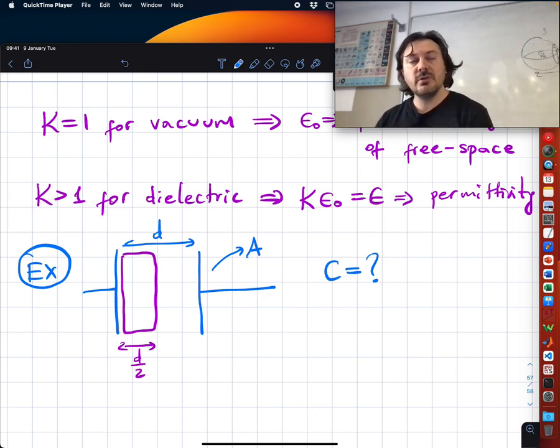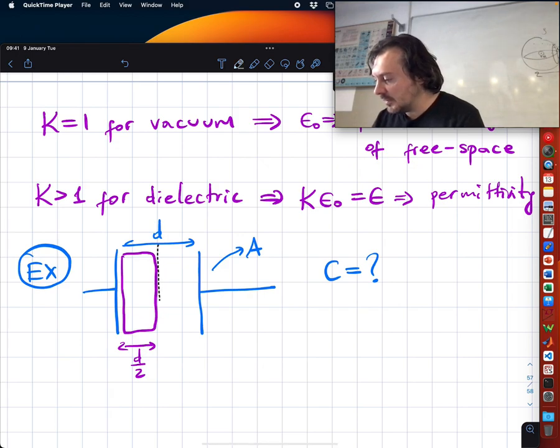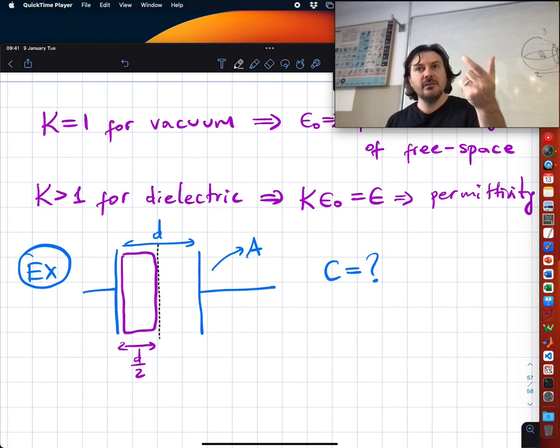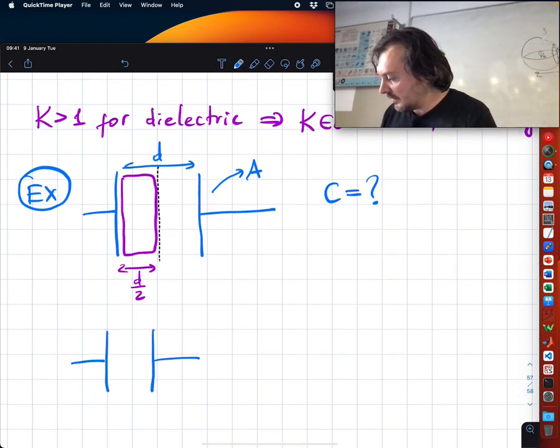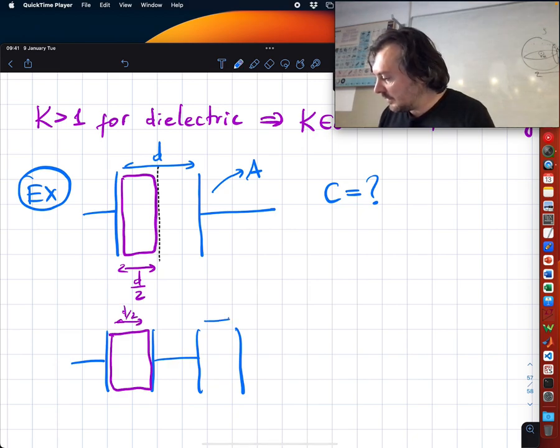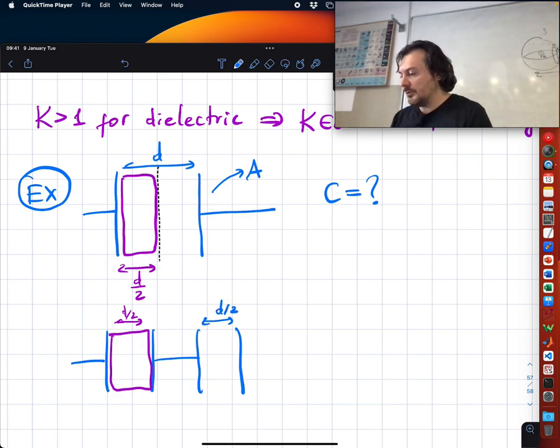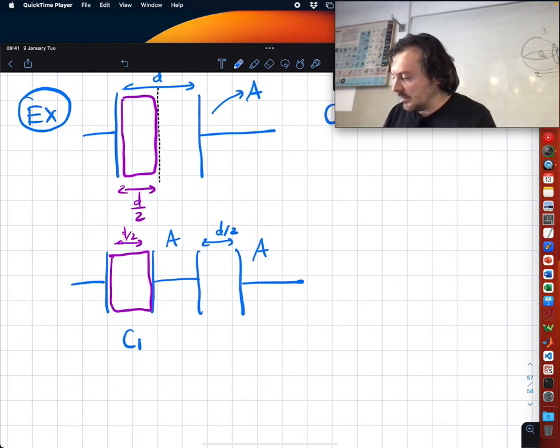What we do in these situations is we treat it as capacitors in series. So we think of this part with the dielectric as one capacitor connected to another capacitor over there. One capacitor over here, another capacitor over here. One has a dielectric within, and the distance is d over 2. The other one doesn't have a dielectric within, d over 2, but the areas are the same. So what is C1 and what is C2 and what is C?